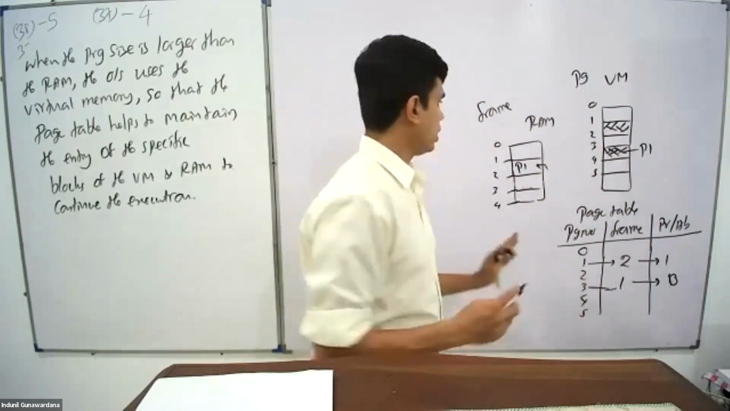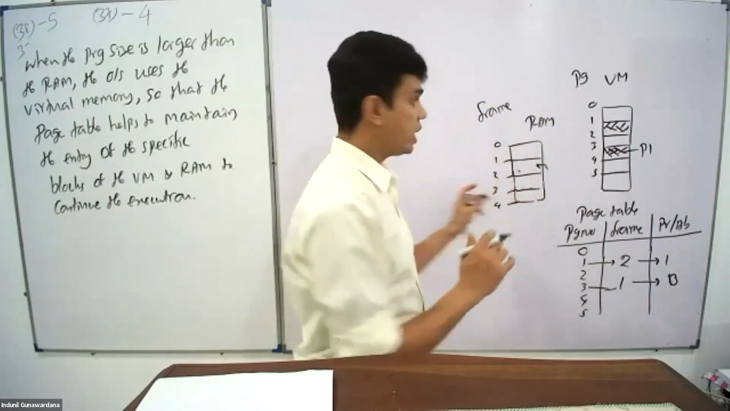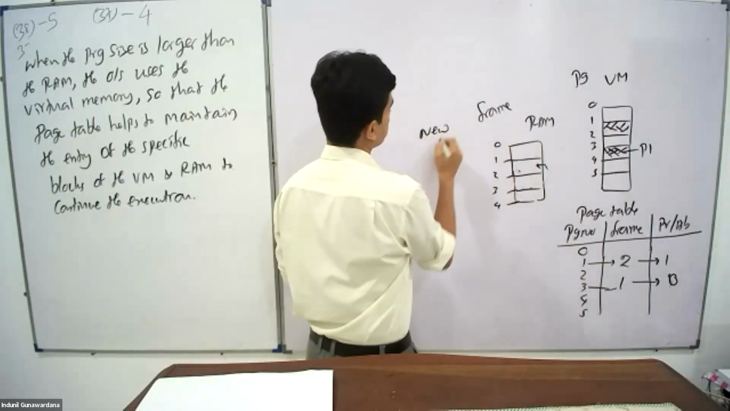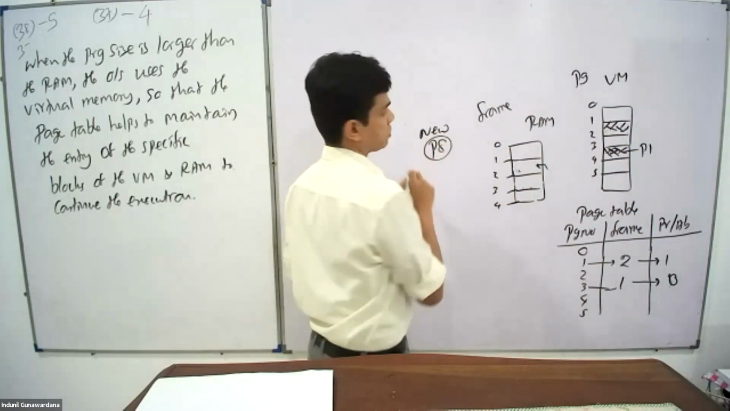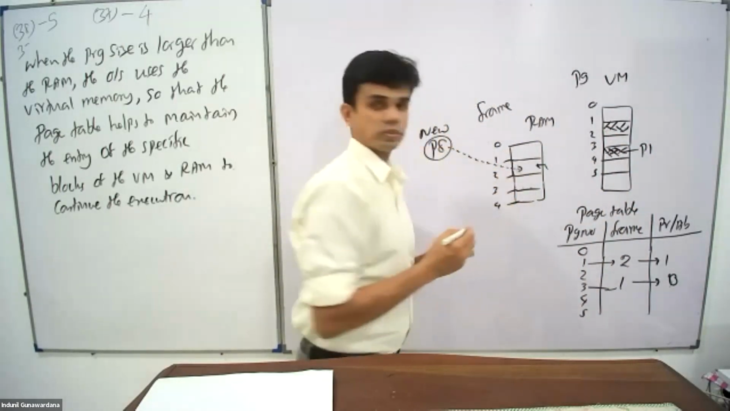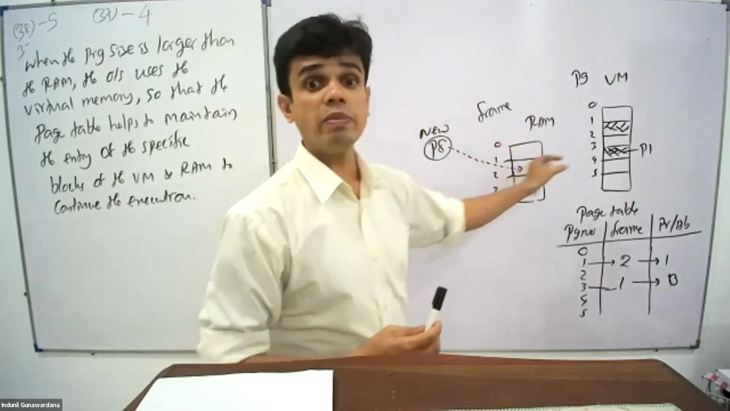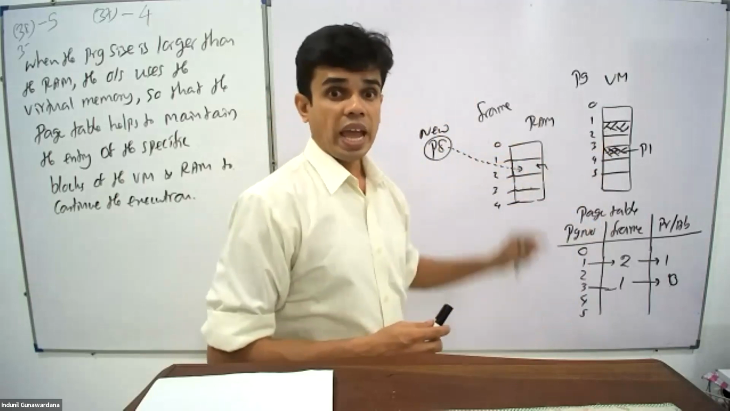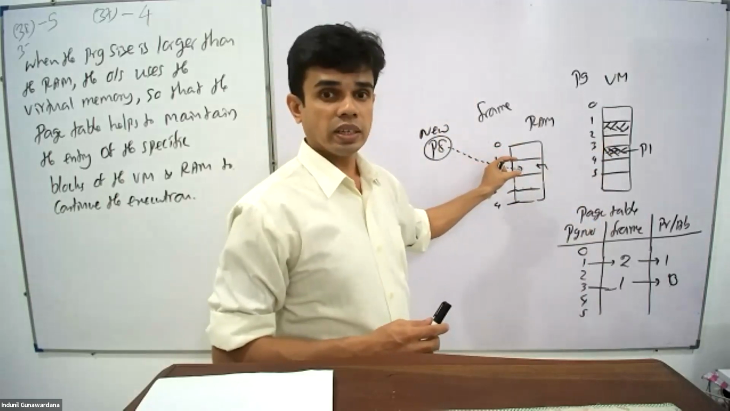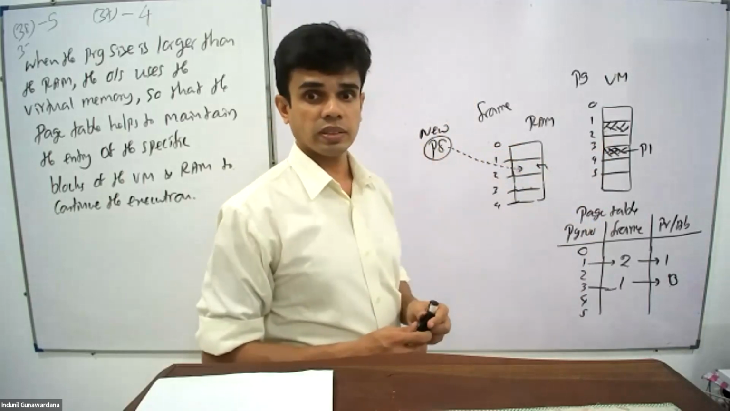Now this is free. Since the main memory is free, another new process came, called P8. Since this is free, that has been assigned to this slot. Now it's free. The one that was there had been moved into the virtual memory. At this moment, this slot is in use by another process.